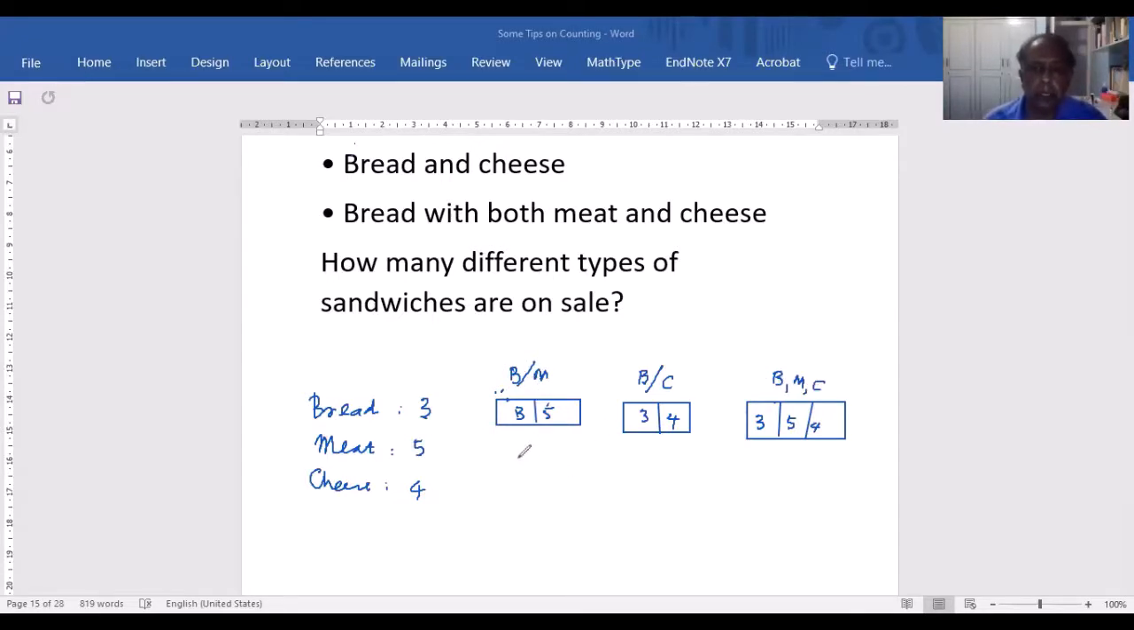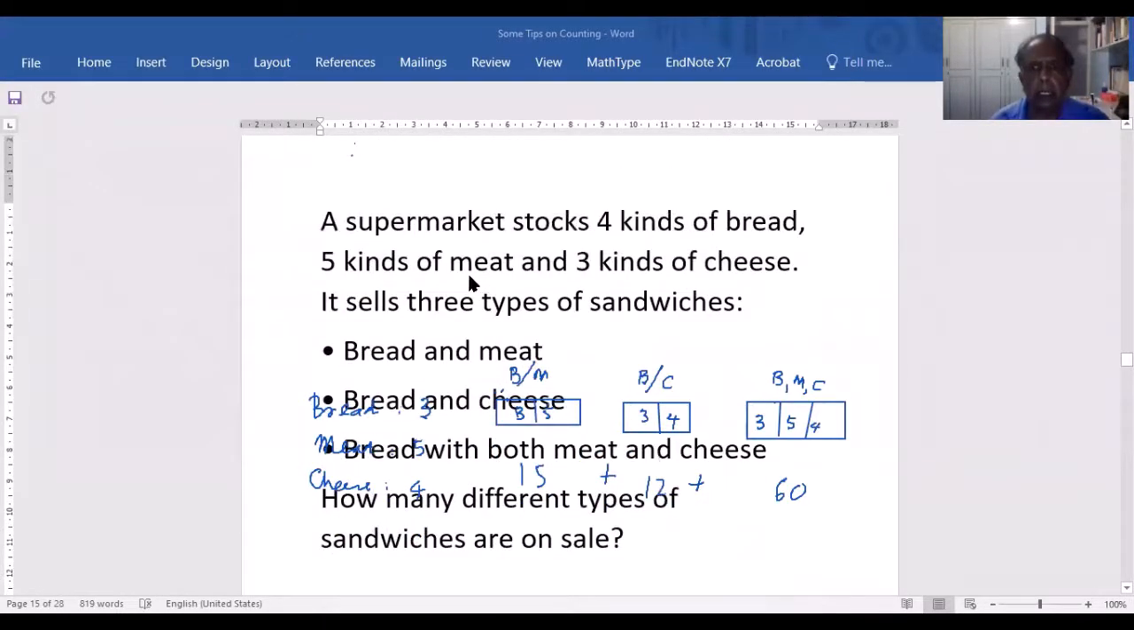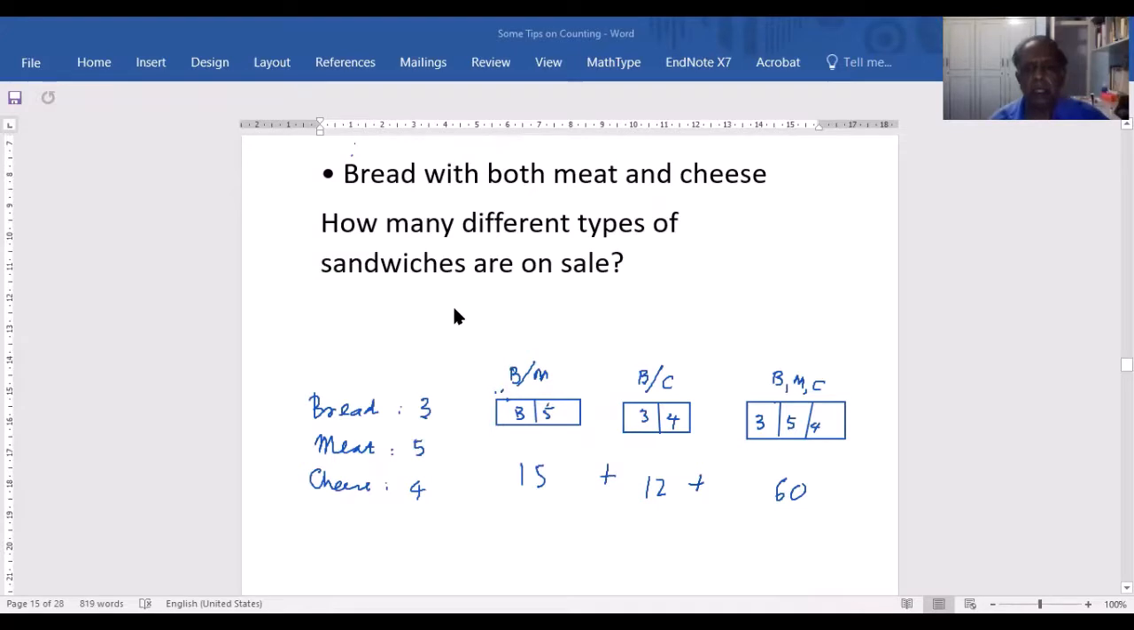So this combination, 3 times 5 types of bread meat combinations, and the 12 types of bread cheese combinations, and here you multiply these and you get 60, 3 times 5 times 4. Sorry, I think there were 4 kinds of bread. We had 4 kinds of bread and I was using 3 here. Bread was supposed to be 4. Sorry about this.